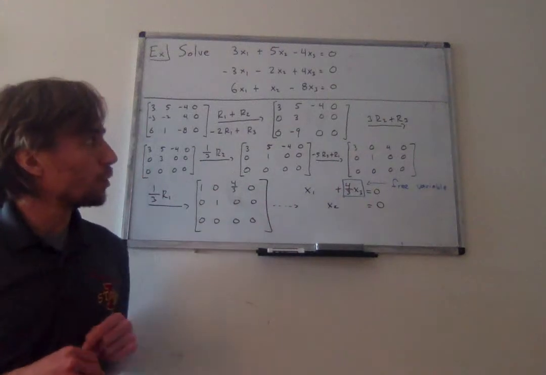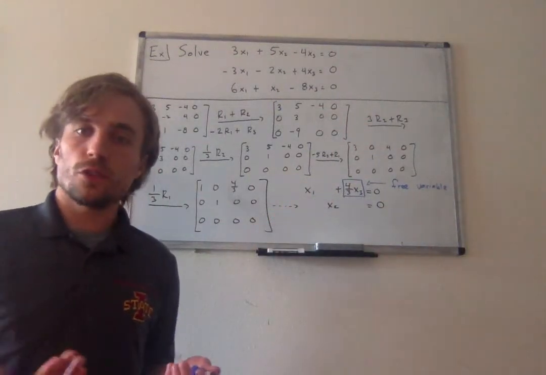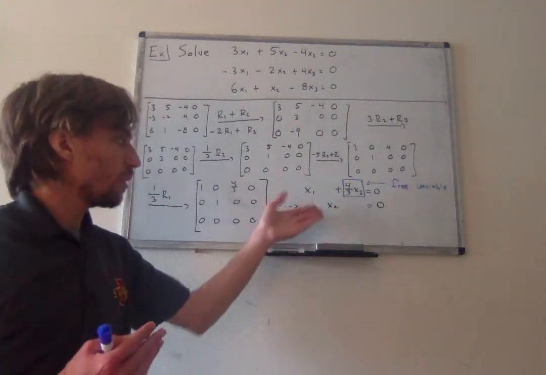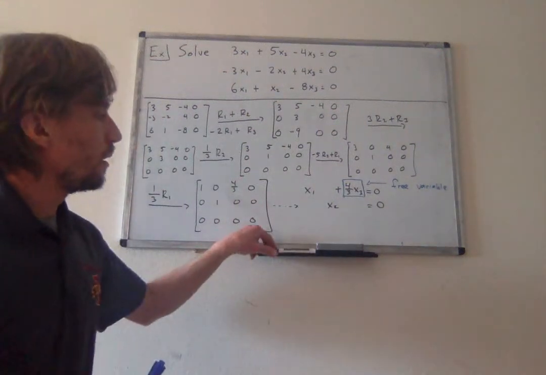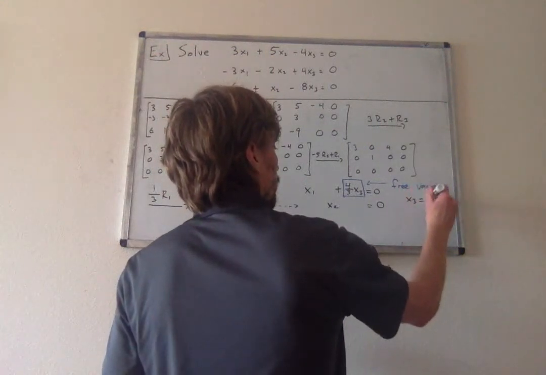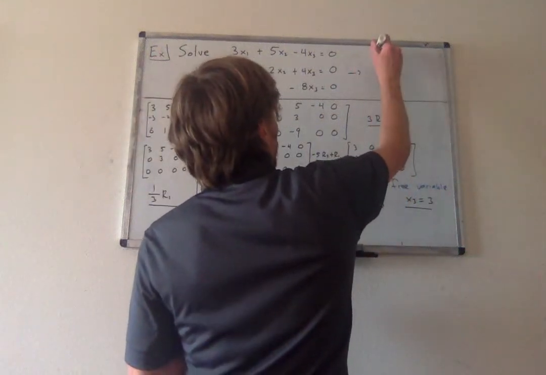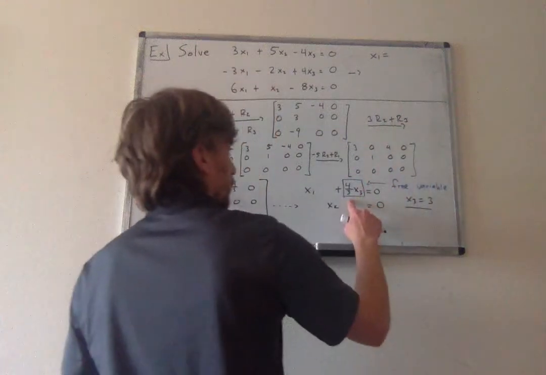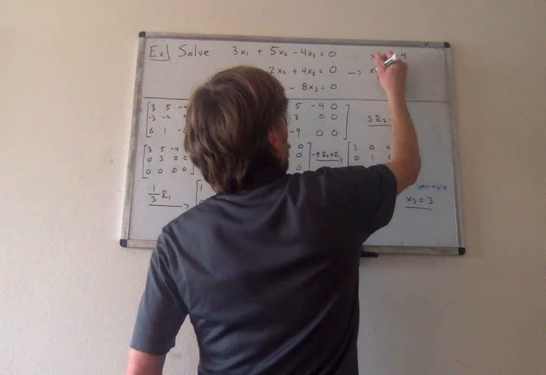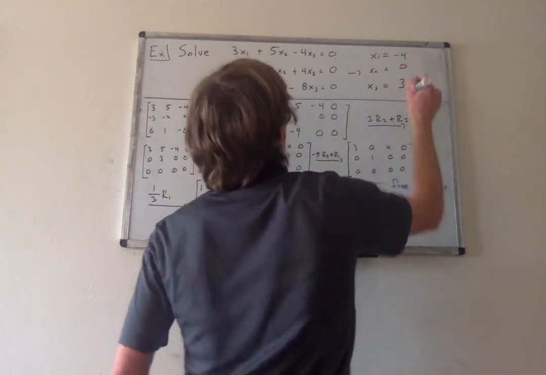So, how do I interpret this and get a non-trivial solution? Well, I just pick some value for x3. That fixes x1. And poor x2's fixed at 0. But that's OK. And so let's say x3 is equal to 3. Well, then x1 should equal -4. x2 should equal 0. And x3 should equal 3.